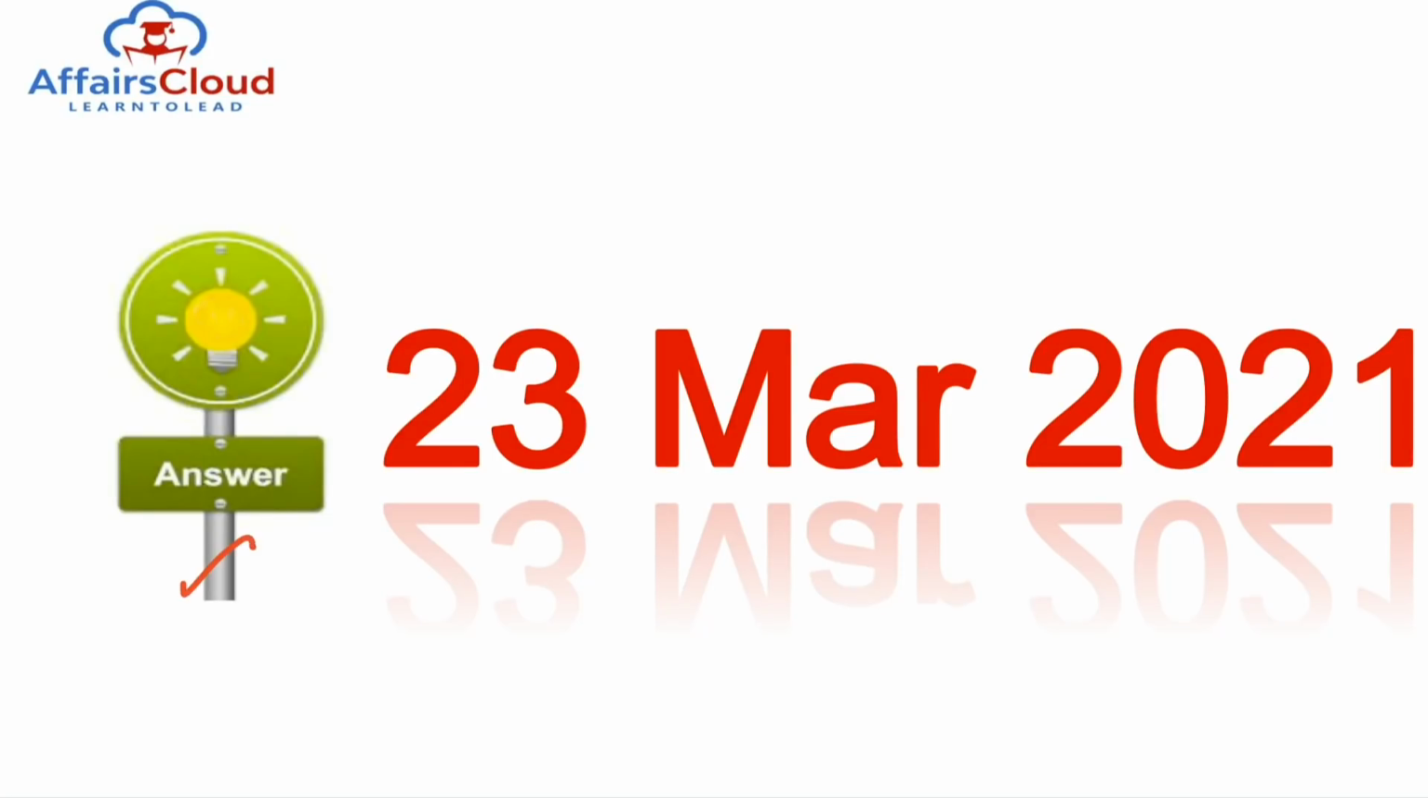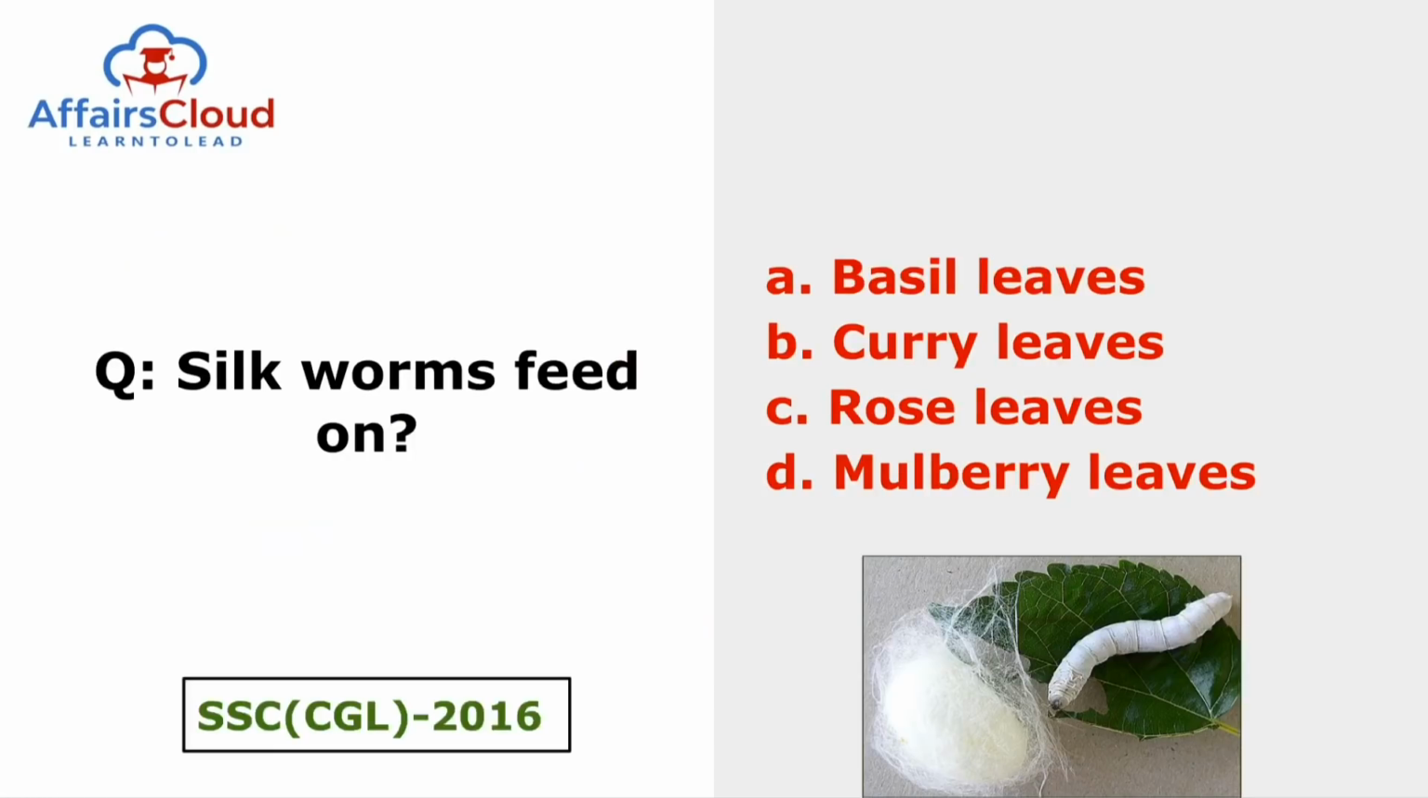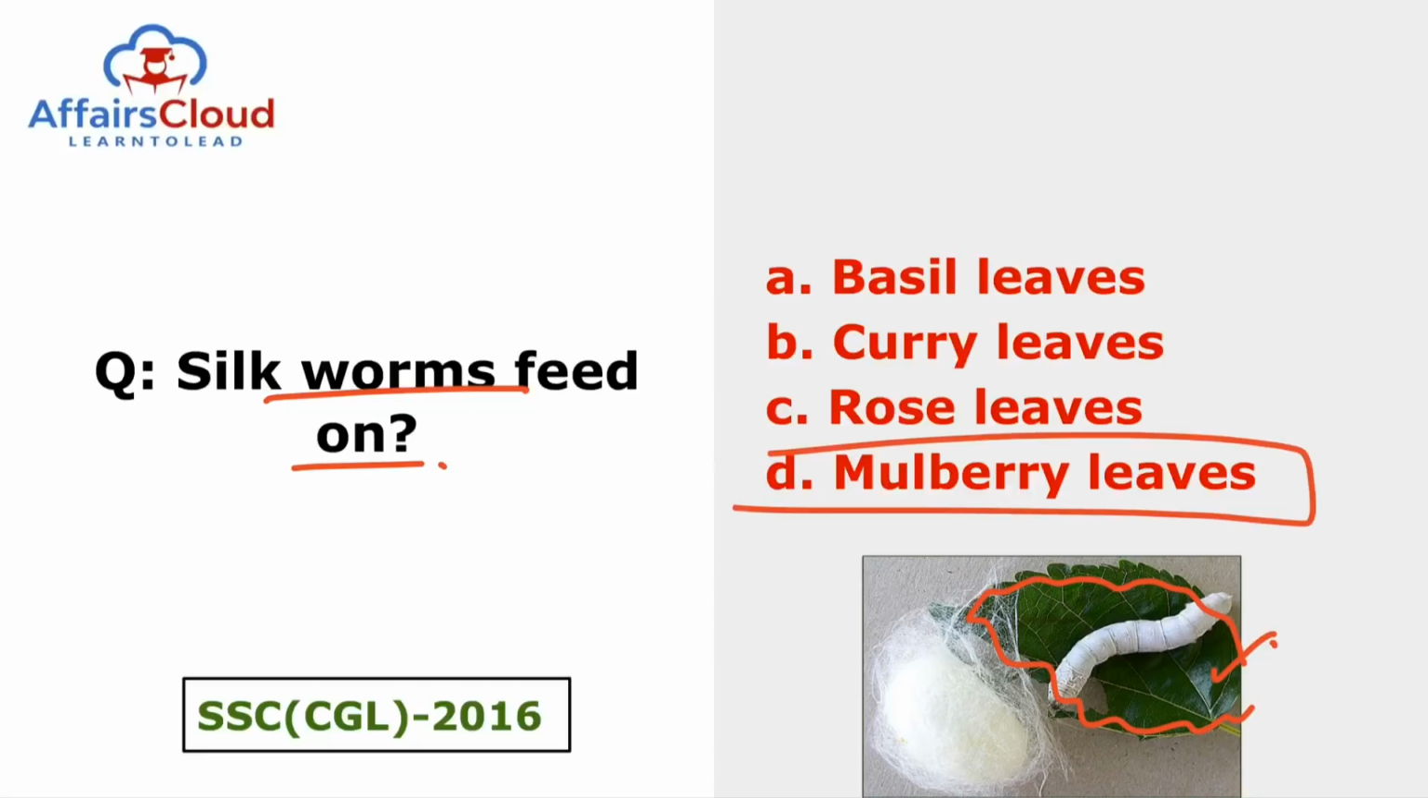Now we are moving to the question of the day. What was the question of 23rd of March 2021? The question was: silkworms feed on. By the picture you can guess which tree this leaf belongs to. This is mulberry leaves. So remember the answer of this question is D, and by eating these leaves they basically produce silk. That's why they are known as silkworms.